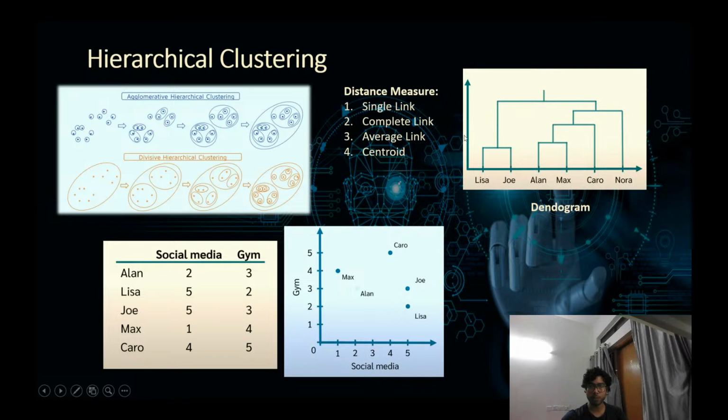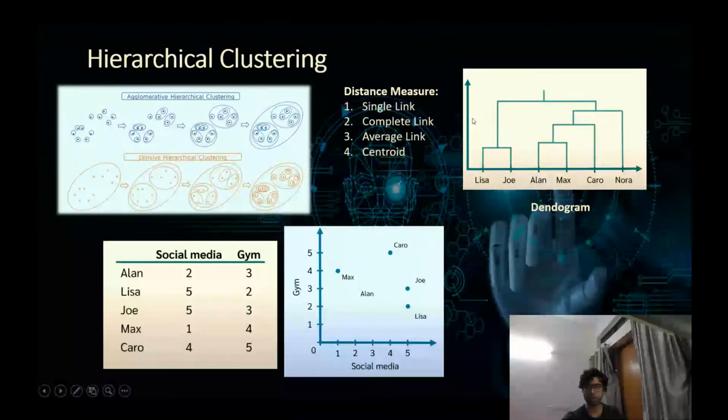So what you do is you draw a horizontal line along this line. You make a cut in this dendrogram, right? So if you make a cut in this dendrogram, what will happen? You will see how many vertical lines this horizontal line is cutting. So this is cutting 1, 2, 3, 4. So this is cutting 4 lines, so thereby we will make 4 clusters. And what will be these 4 clusters? First cluster would be Lisa Joe. Second cluster would be Alan Max. Third cluster Caro. Fourth cluster Nora.